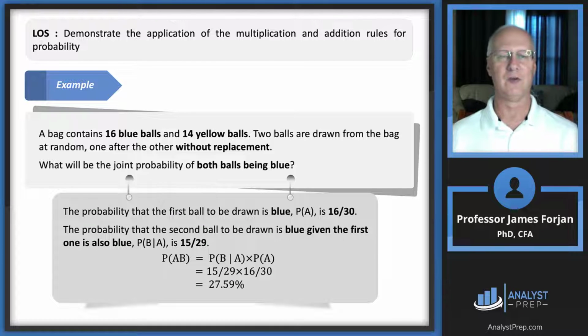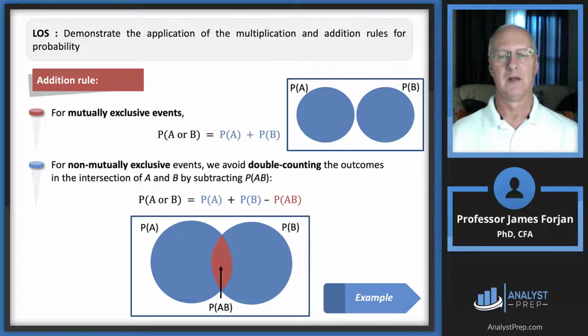So let's go ahead and do the actual math, demonstrate the application. The probability that the first ball is going to be blue is, of course, 16 out of 30. But then, since we're doing it without replacement, we need to adjust this down to 15 out of 29. So all we do is take 15 out of 29 times 16 out of 30, which is almost like the 50% times 50% that I suggested to you before I showed you this gray box. So that gives us 27.59%.